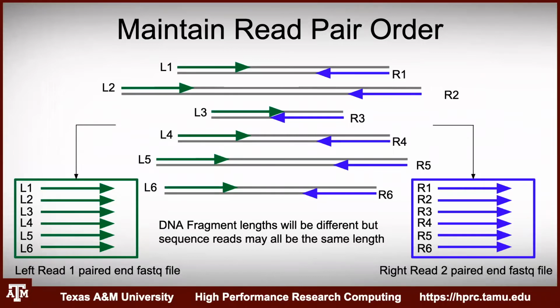Whenever you fragment your DNA to get it ready to be sequenced, you are targeting a specific length, but there is going to be some variation. So even though your DNA fragment lengths will be different, the sequence lengths should all be the same. The left read 1 and right read 2 should all be 100 base pairs. What's going to differ is how far apart they are in the genome. Sometimes they're a little bit further apart. Sometimes they may even overlap.